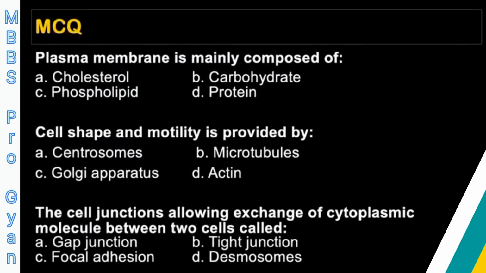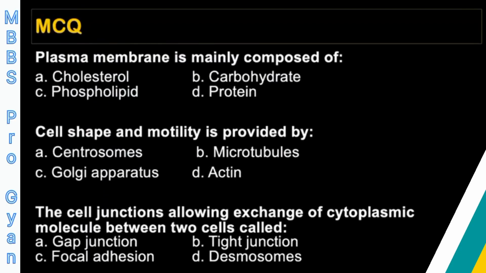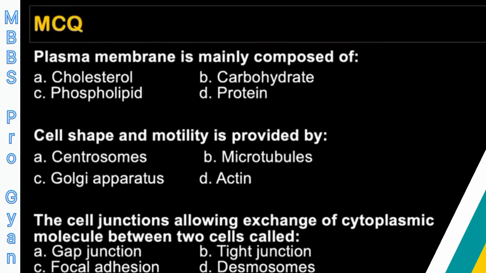Before completion, a few MCQs you have to answer. So first one: plasma membrane is mainly composed of, look at this word mainly, okay. They are asking which has the maximum percentage in plasma membrane. I told you repeatedly, although it is a lipid bilayer, protein percentage is maximum, that is 55%. So this is the answer.